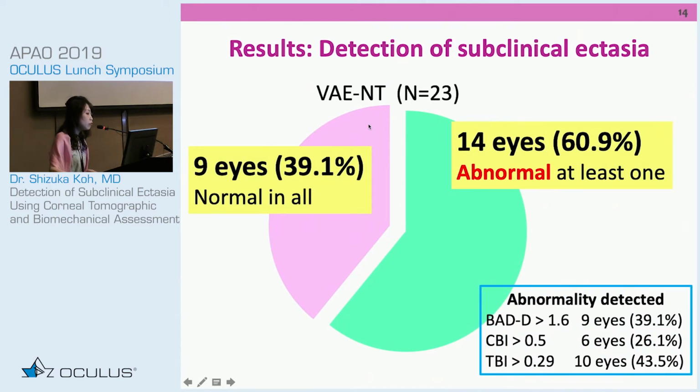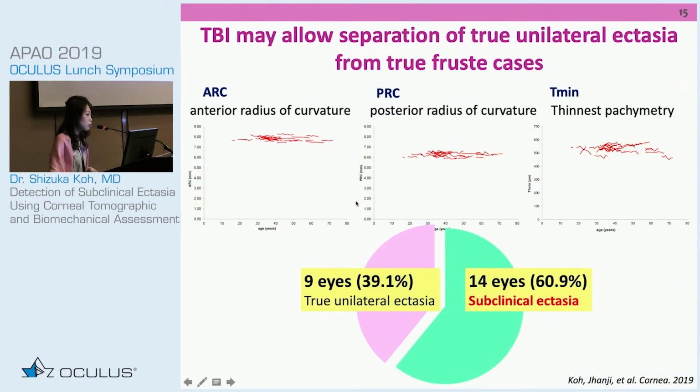We enrolled 23 eyes of VAE with normal topography. In 14 eyes, we detected abnormality in at least one of the parameters. But in 19 eyes, all 3 parameters showed normal. As I mentioned today, these VAE eyes with normal topography showed no keratoconus progression for more than 6 years. But based on the TBI study, TBI can enhance ectasia detection and may allow separation of true unilateral ectasia from true fruste cases.